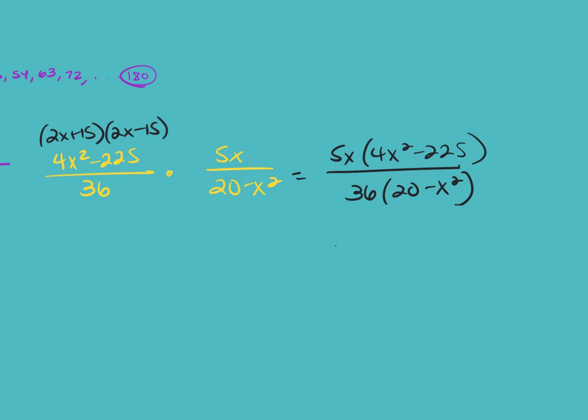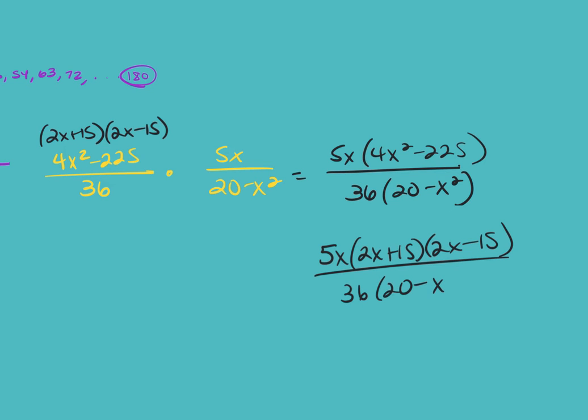If this is in factored form, so let's say it's 5x and then 2x plus 15 and 2x minus 15, then that could be written like that, but they would both be correct. And again, only one of them is going to be your answer choice.